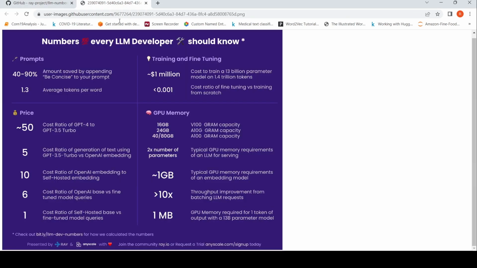All these numbers are present in this particular sheet, so you could check them out. They also have a link where you can check how they calculated these numbers. This is very useful for every LLM developer.